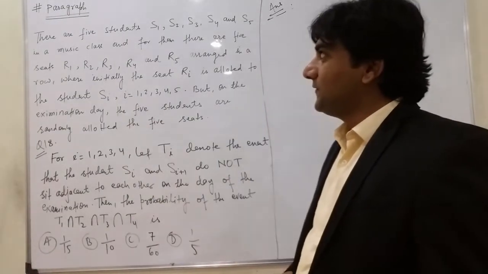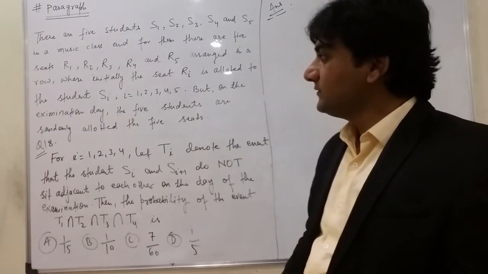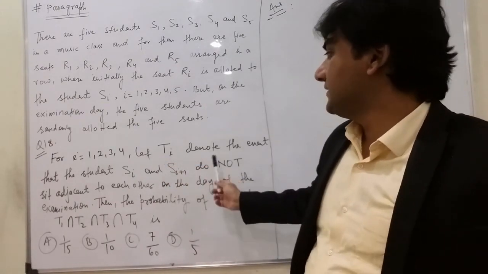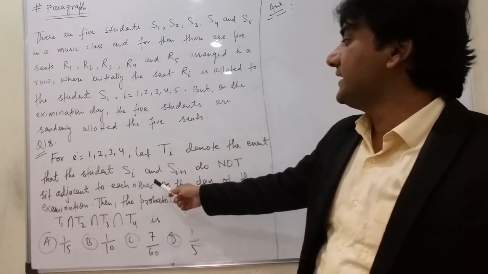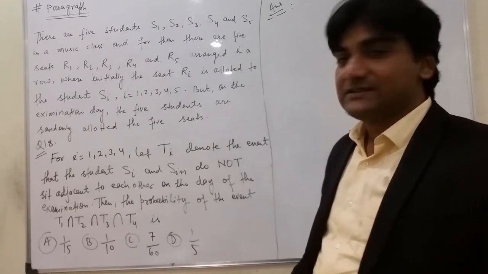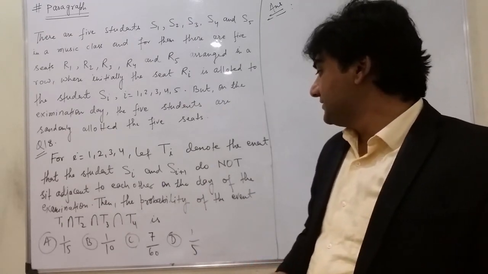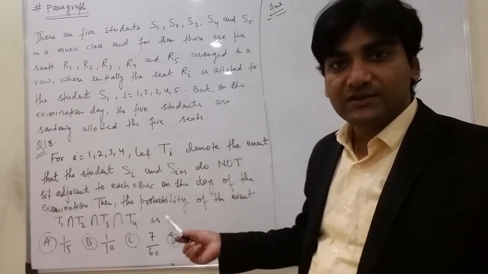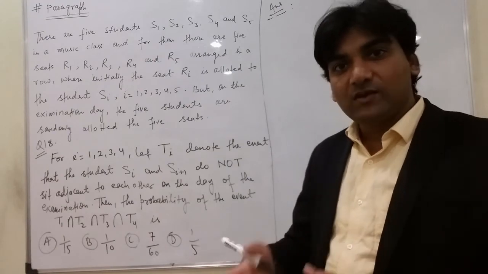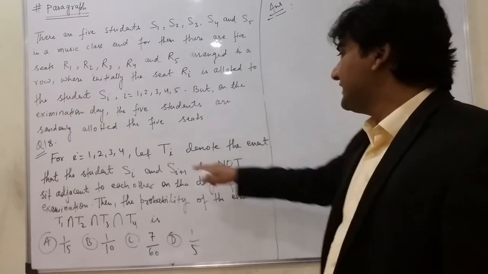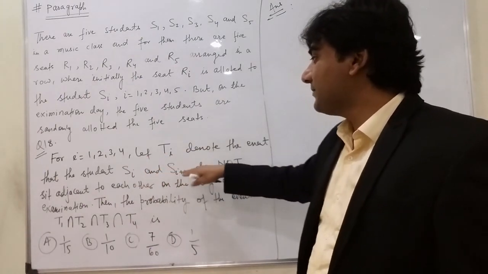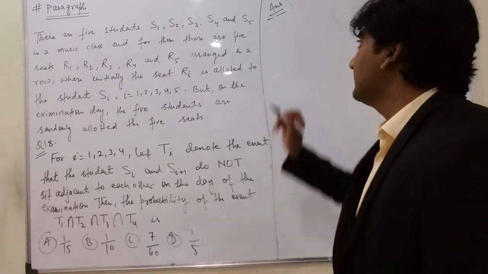Okay, last question of 2018 JEE Advanced Paper 1. For i equals 1, 2, 3, 4, let Ti denote the event that students Si and Si plus 1 do not sit adjacent to each other on the day of the examination. Then the probability of the event T1 intersection T2 intersection T3 intersection T4. So first of all, we will understand what is T1, what is T2. Ti denotes the event that students Si and Si plus 1 do not sit adjacent.